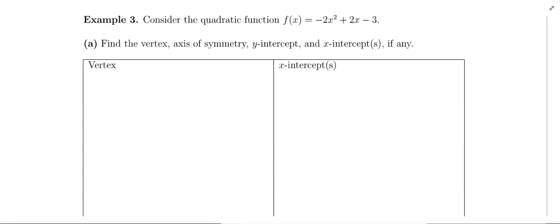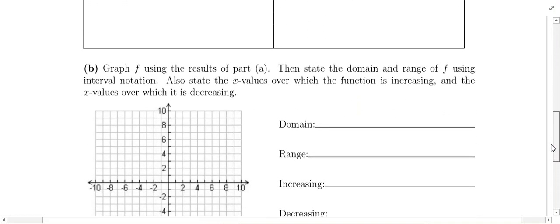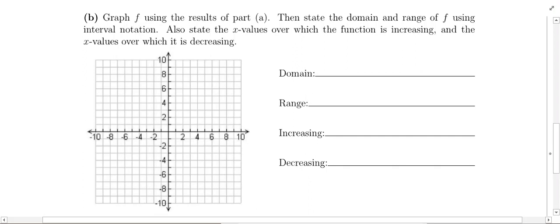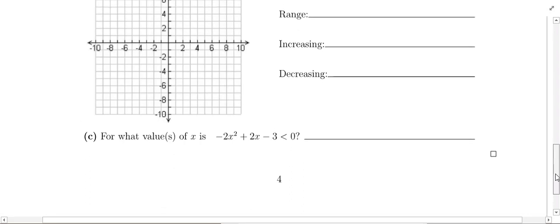The function we're going to work with in example 3 is f of x is equal to negative 2 times x squared plus 2 times x minus 3. Okay, so for this quadratic function, we will do what we've been doing. We will compute the vertex, find the x-intercepts and the y-intercept, write down the axis of symmetry, use all of that information to draw the graph of the parabola, and then write down the domain and range of the parabola and write down the intervals of increase and decrease, and finally look at a quadratic inequality involving this particular function.